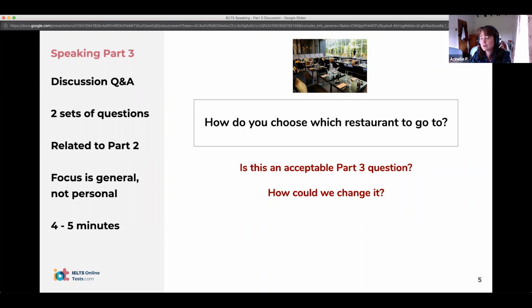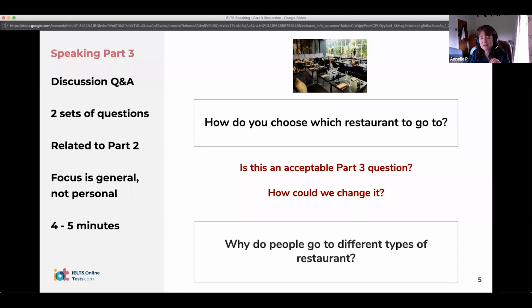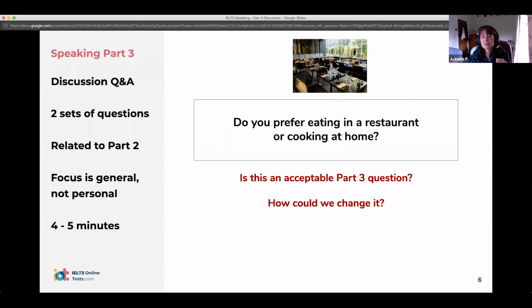Okay, I get what you're saying. How do people in your country choose restaurants? Yeah, which kinds of restaurants are more popular? Okay, very good. Yeah, exactly like that. So for example, why do people go to different types of restaurants? Okay, so different restaurants for different occasions. Perfect.